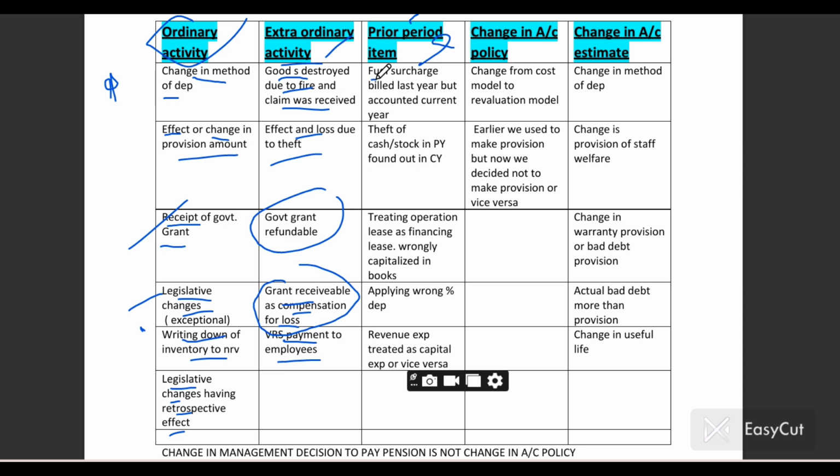There is also an example: fuel surcharge billed last year but accounted in the current year. The fuel surcharge bill was of last year, but we accounted for it this year. So this is a prior period item.